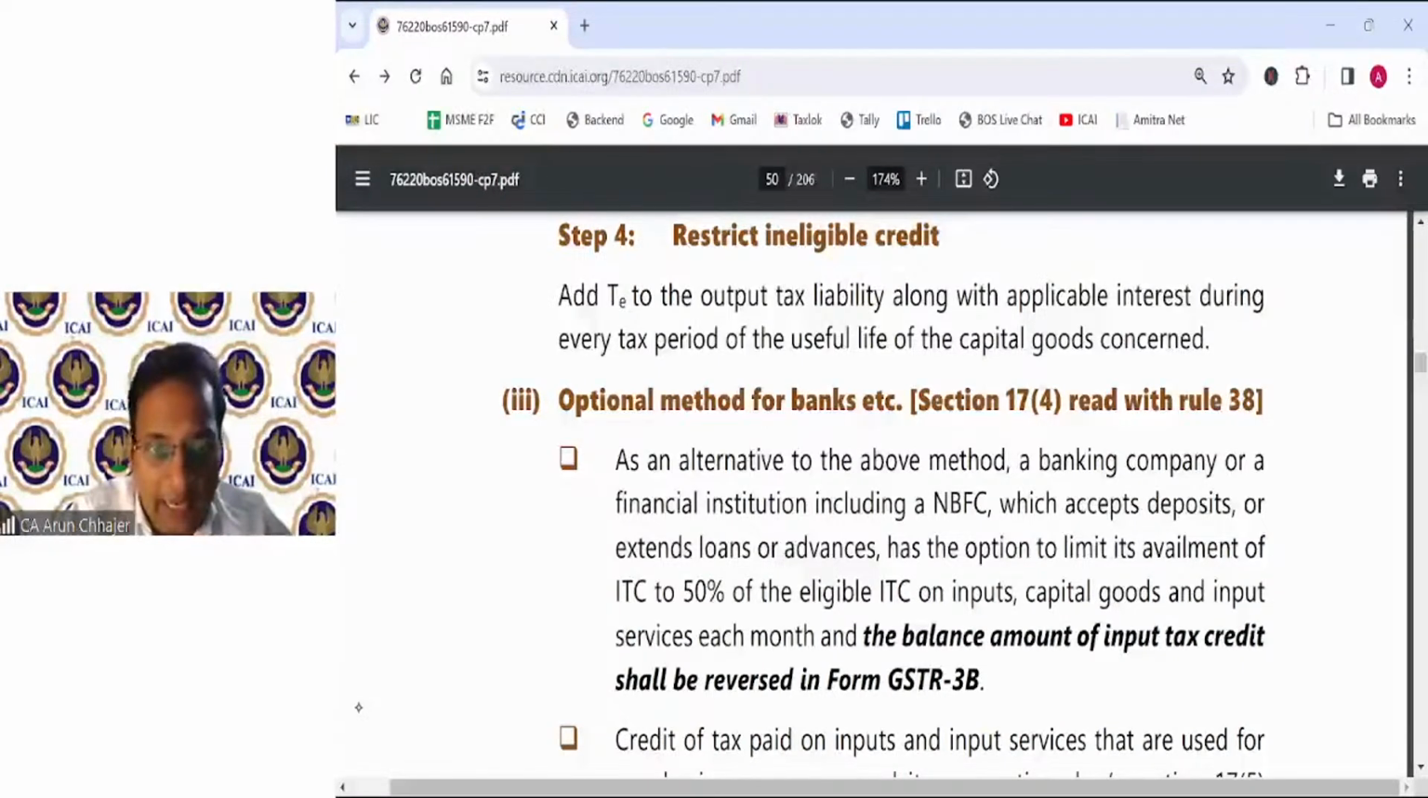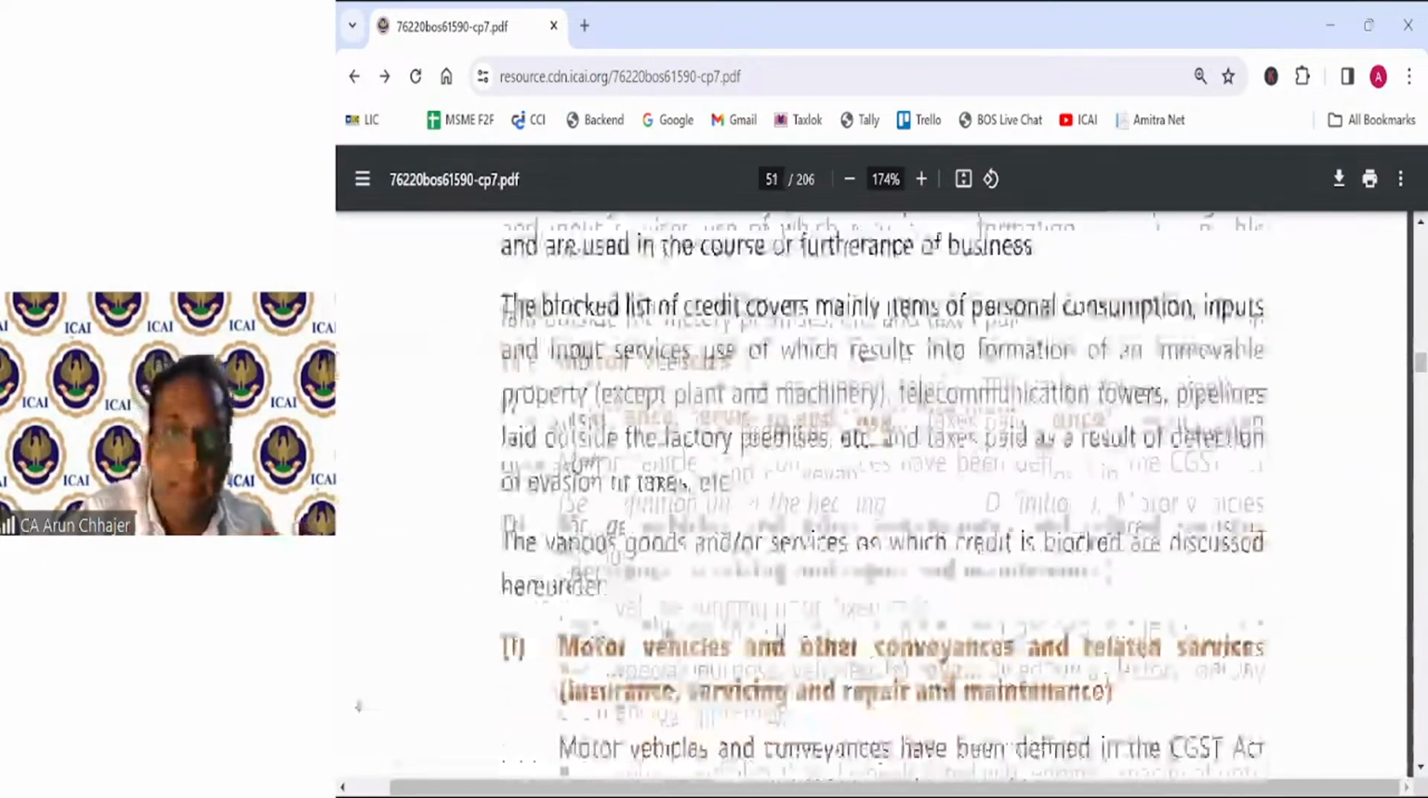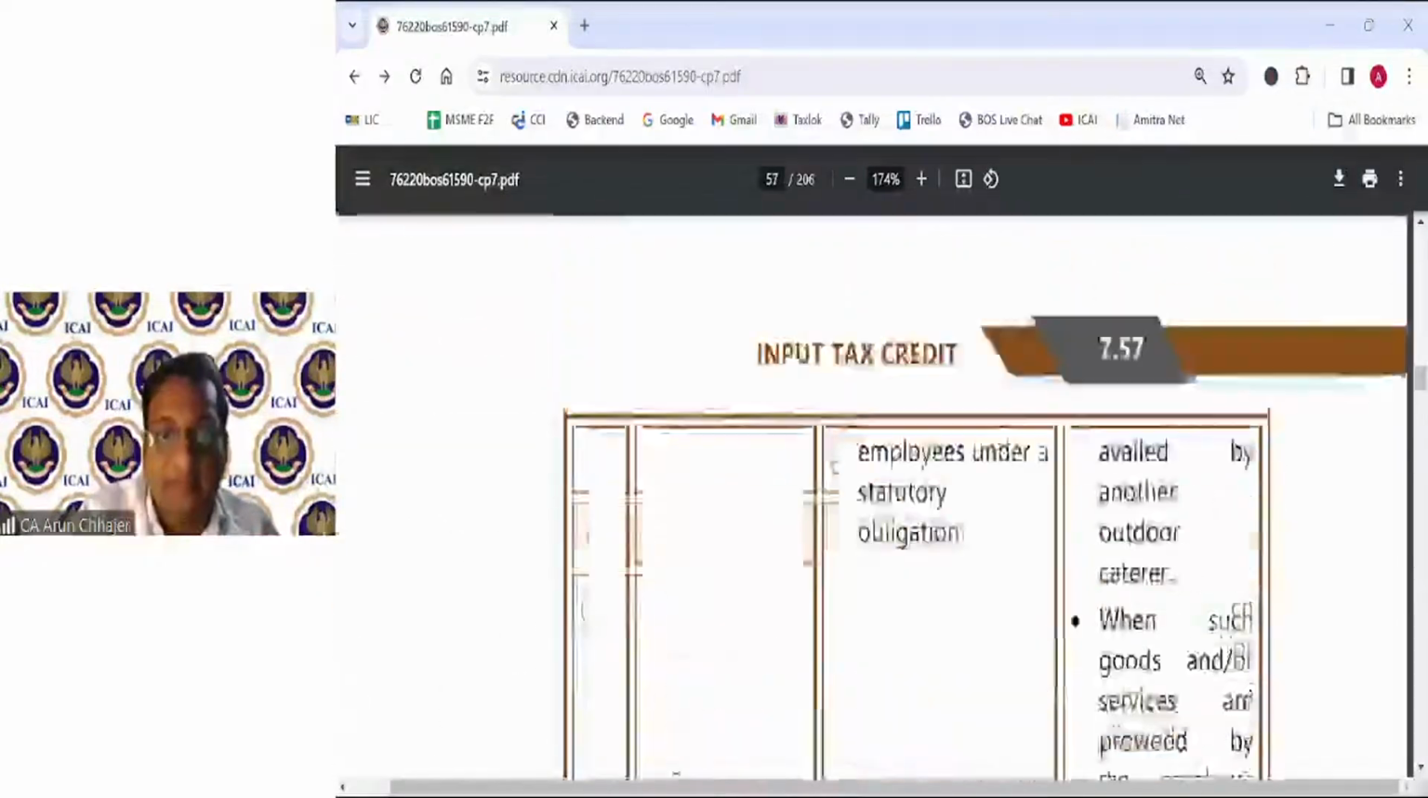Okay. So now at this stage, I have completed the entire ITC chapter. Now we are moving one by one on the practical aspect. Let me start with the first example.